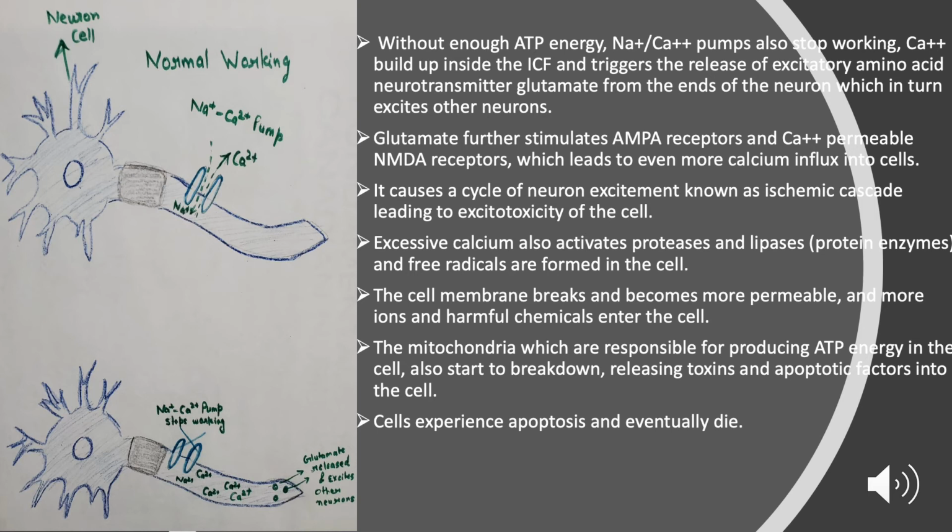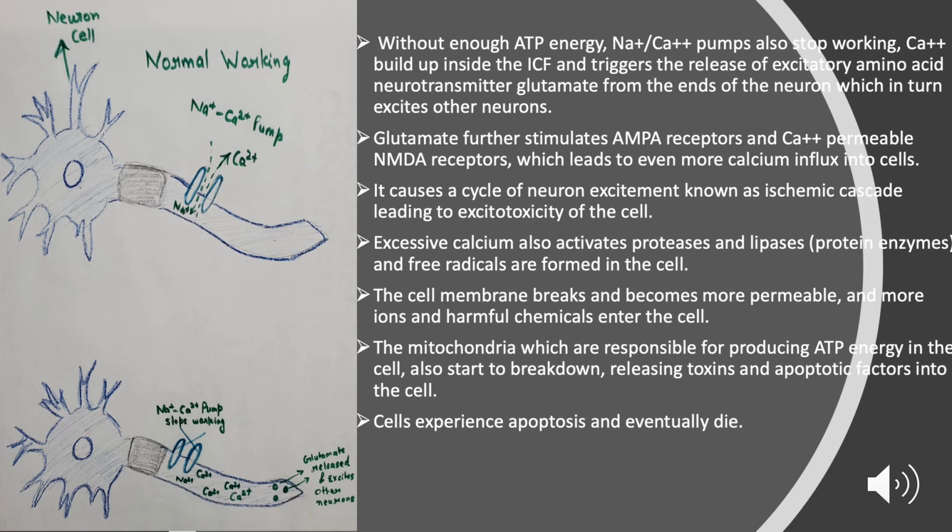As a result, cells release more glutamate and keep on exciting other neurons, and it causes a cycle of neuron excitement known as ischemic cascade, leading to excitotoxicity of the cell. In this process, excessive calcium entry overexcites the cell and activates proteases, the enzymes which digest cell proteins, lipases, the enzymes which digest cell membranes, and free radicals.